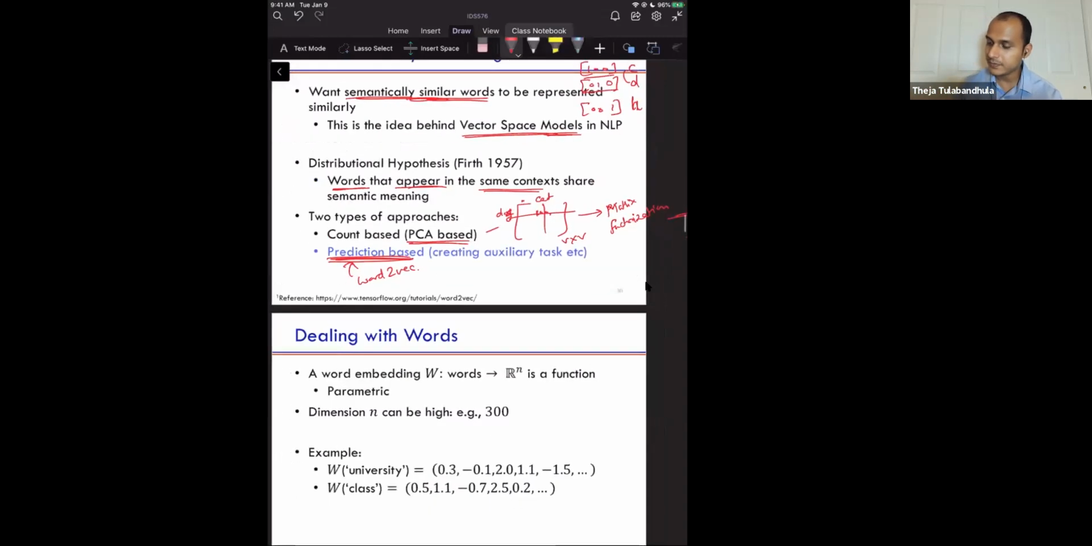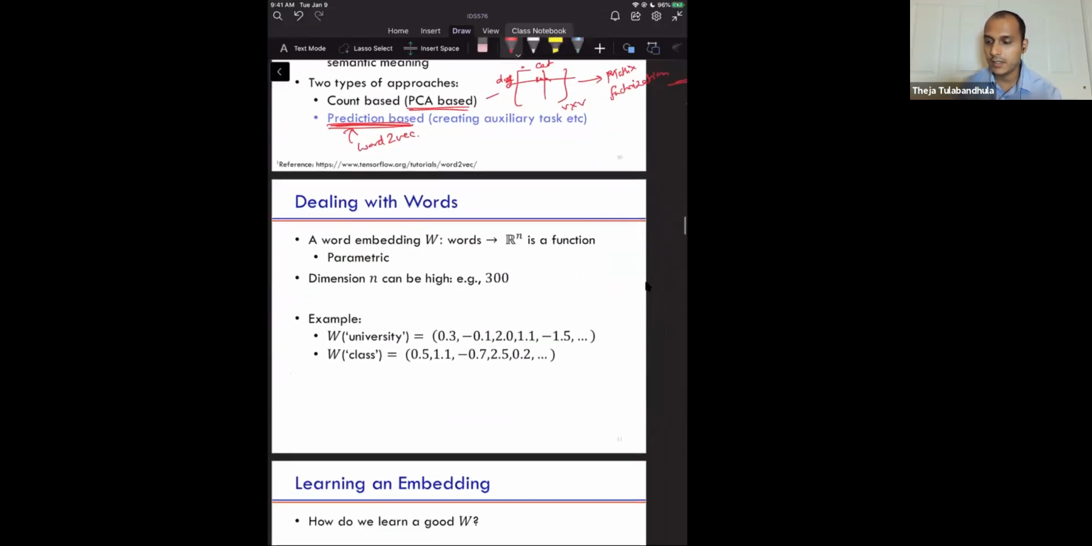So let's move forward. Just to ground the definition, a word embedding is nothing but a mapping from words to vectors. For example, let's say I choose the vector's dimension to be 300, then each word should have a 300 dimensional vector corresponding to it. For example, the vector for university would have a bunch of numbers like this. A vector for class will have a bunch of numbers like this.